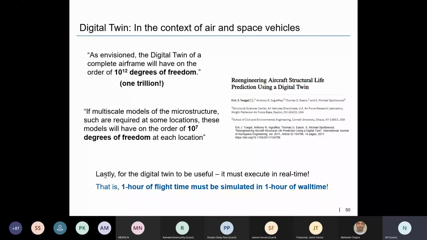On top of that, for the digital twin to be useful and to actually provide the insight that you want, it must execute in real time. Which means if you have a real aircraft flying for an hour, that 1 hour of flight time must be simulated in 1 hour of wall time, with all of that complexity, with 1 trillion degrees of freedom or whatever.